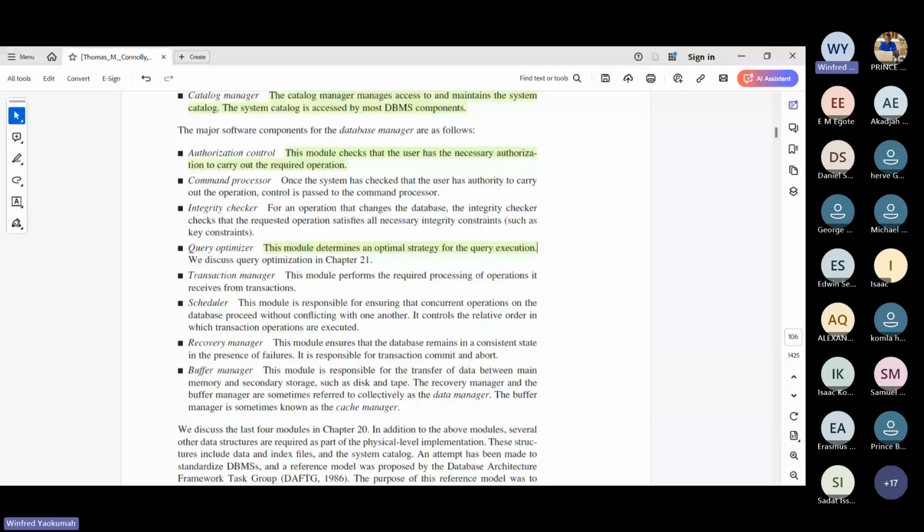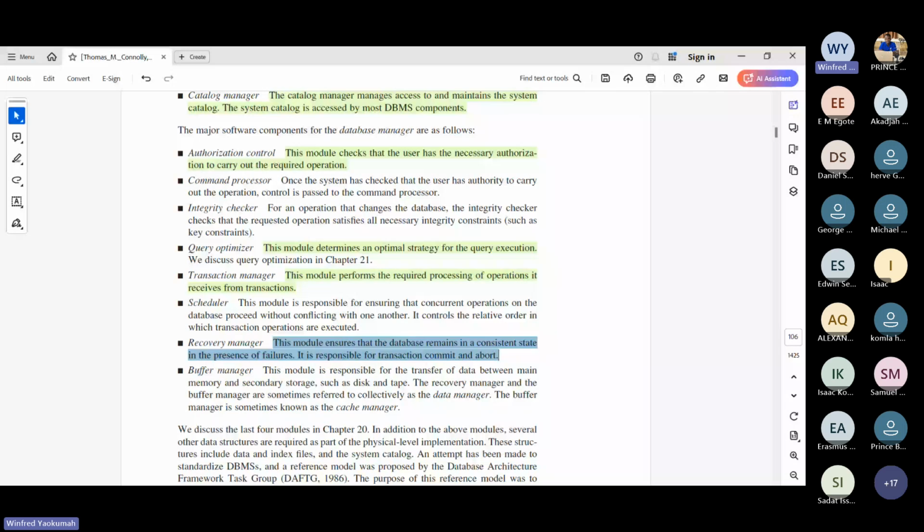You remember we just talked about transactions. I tried to explain it. So there must be a component. Transaction manager takes care of transactions. Scheduler, recovery, how we can recover from faults. And then so forth. Read about that also.